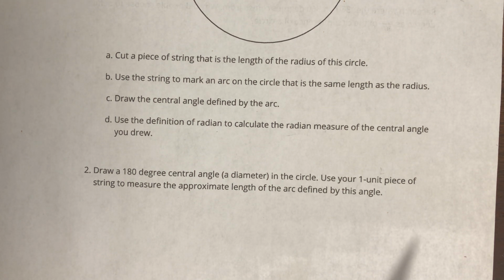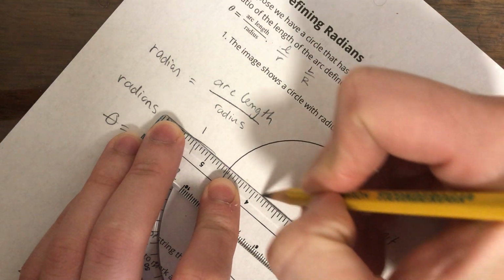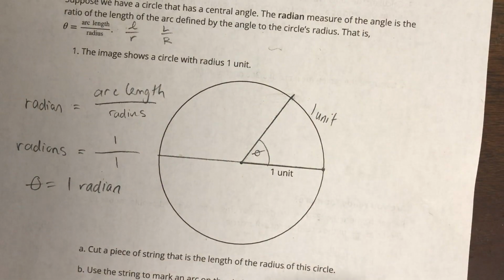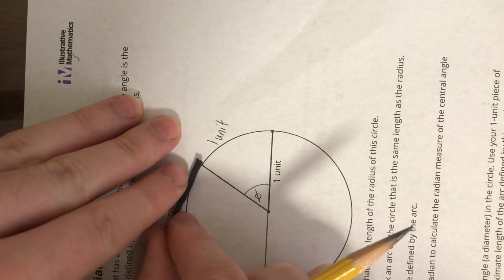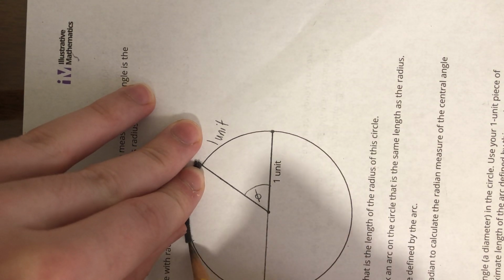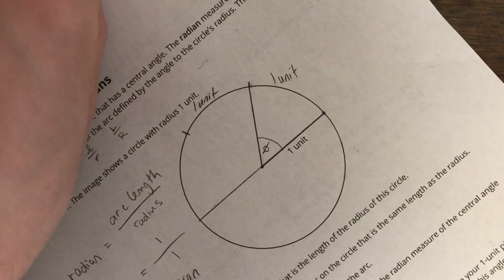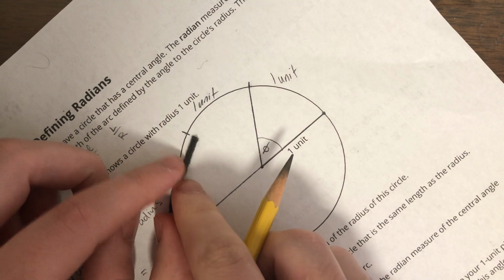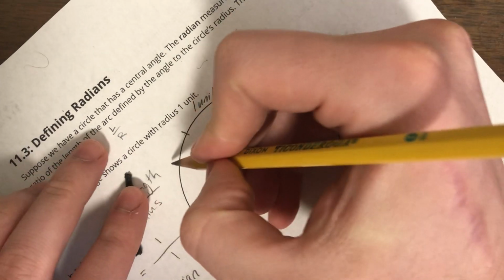Okay. 2. Draw a 180-degree angle, a diameter, in the circle. Use your 1 unit piece of string to measure the approximate length of the arc defined by this angle. So I'm going to extend my radius to make it a diameter, and I'm going to take that piece of string again. I'm going to try and see how many of these can fit in the circumference of a semicircle. That one ends right about there. That's another 1 unit, altogether 2 units. Start from the same spot, and we get about here, it's another 1 unit.